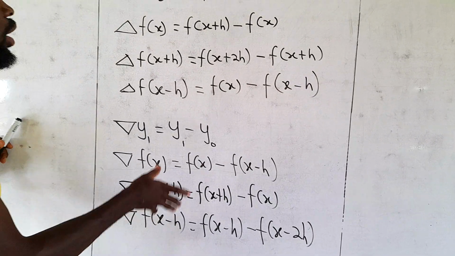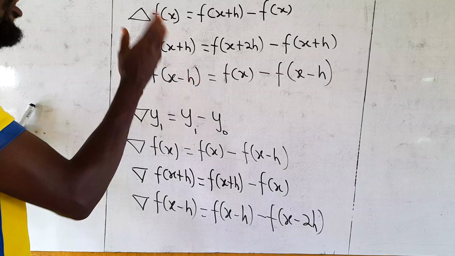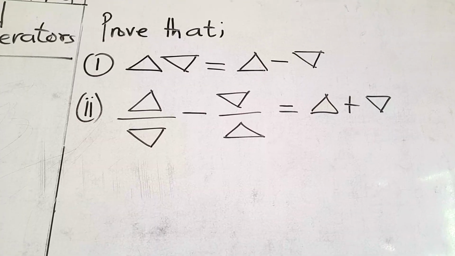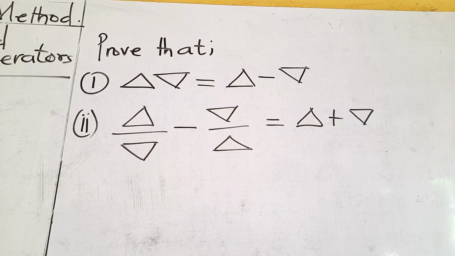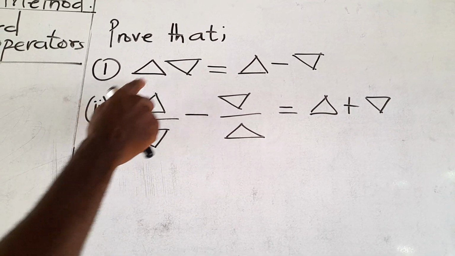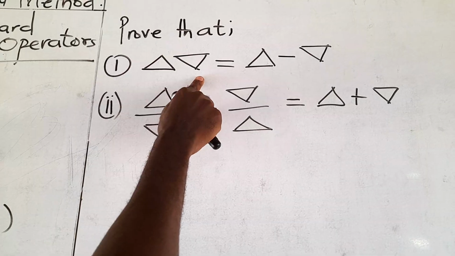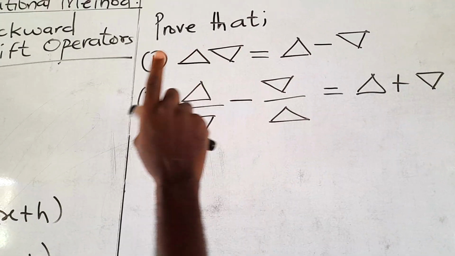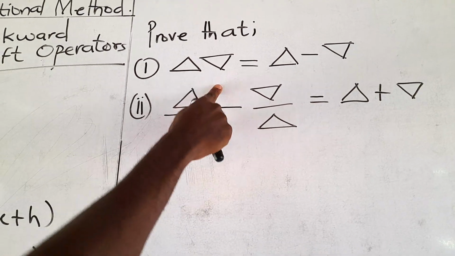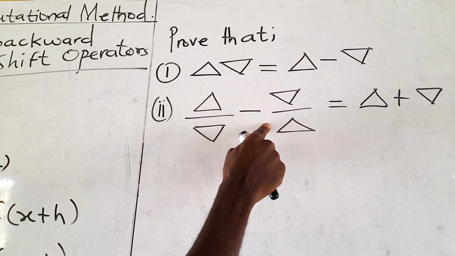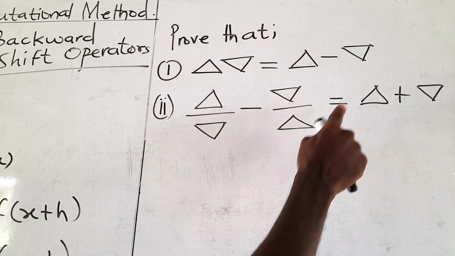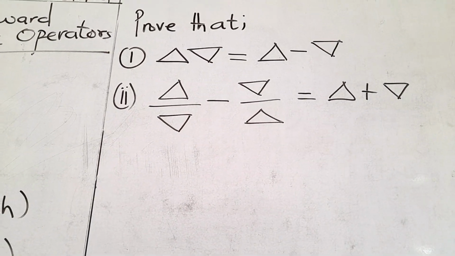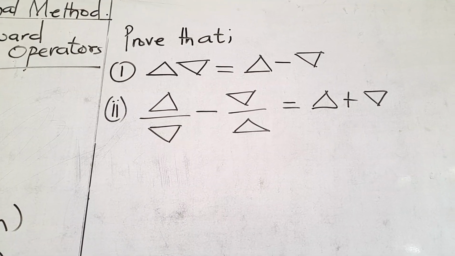Now, let's look at the relationship between the forward difference operator and the backward difference operator. We have a question here. The question says, prove that (i) delta nabla, that's delta times nabla, is equal to delta minus nabla, and (ii) delta over nabla minus nabla over delta is equal to delta plus nabla. So how do we solve that? We are just going to use the relationship between them.